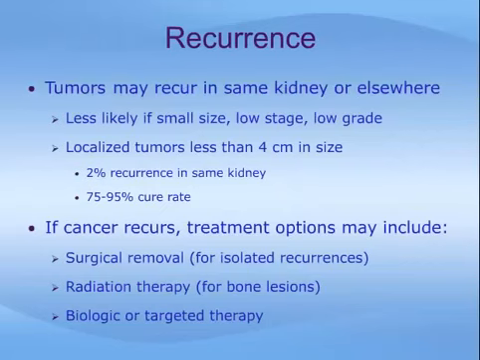Tumor recurrence is less likely for tumors of smaller size, lower stage, and lower grade. For isolated tumors less than 4 centimeters in size, the recurrence rate in the same kidney is said to be 2% or less, and the cure rate should be 75 to 95%. If kidney cancer does recur, treatment options exist, and these may include further surgical removal if there is only 1 or 2 isolated tumors, radiation therapy if it appears in the bones, and/or biologic or targeted therapy if the cancer is spread outside the kidney.